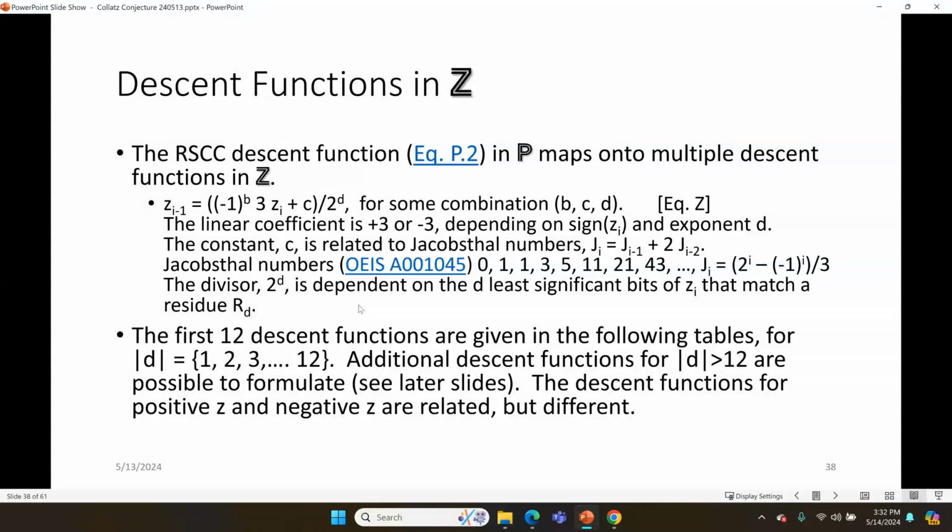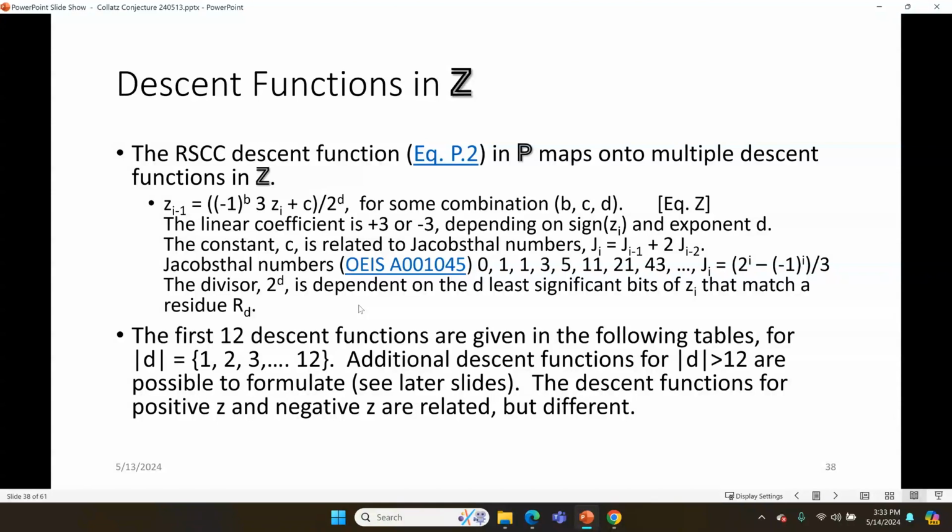We had descent functions in P that were represented by equation P dot 2. There's an equivalent descent function in Z, but it's somewhat more complex. It's represented parametrically as a sign plus or minus 3 times Z plus some constant C, divided by 2 to the D for some exponent D. So parameters B, C, and D depend on the value of Z. We'll get to that in a second.